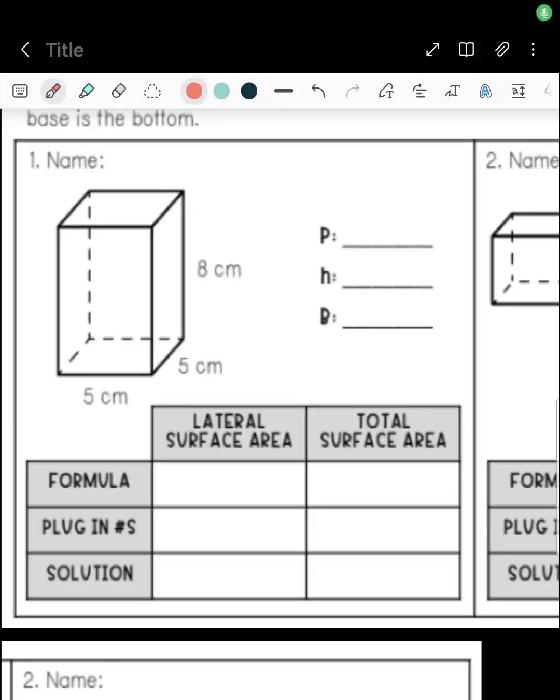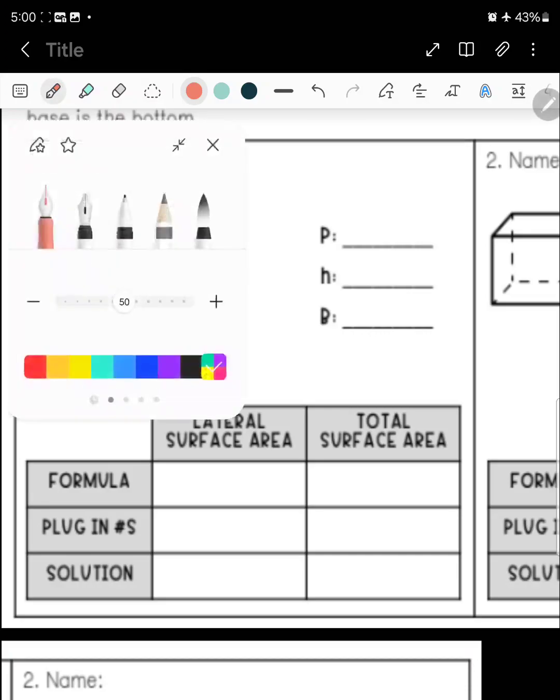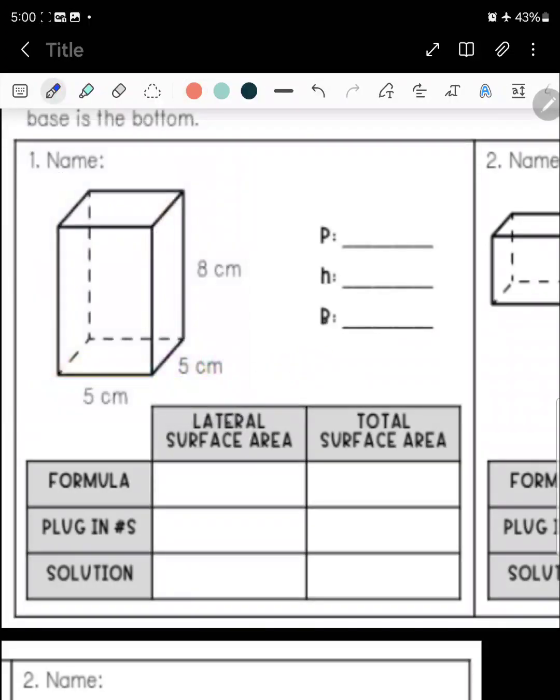Guys, so this video is just to show you how I want you all to show me the work on your handout that you have. So number one, we're gonna go ahead and find two different areas. We're gonna first start off by finding what we call the lateral surface area.